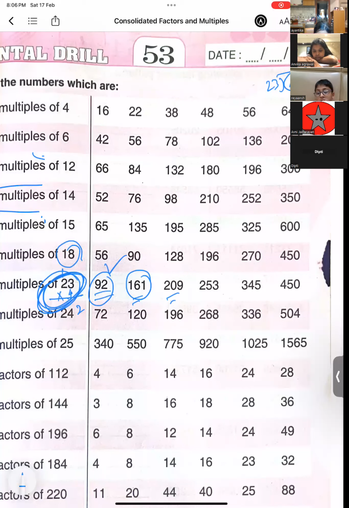3 के टेबल में 1 से end होने वाला कौन सा नंबर था? 7, right? Because 7 3s are 21. So 7 3s are 21, 1. 7 2s are 14, 161. See, it is coming in the table. This is how we check. ठीक है, children?